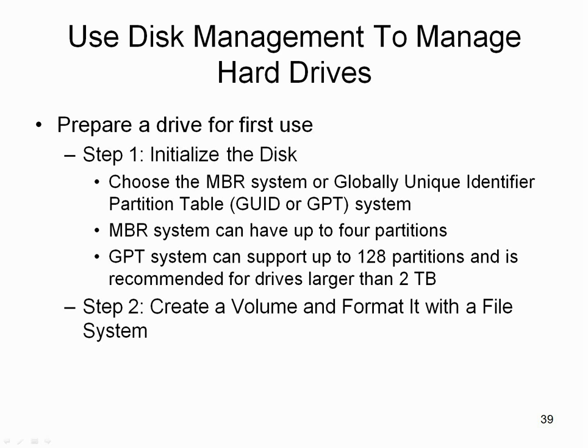Step 2 is to create a volume and format it with a file system. To create a new volume on a disk, right-click on the unallocated space, select New Simple Volume from the shortcut menu, and follow the directions on screen to select the size of the volume, assign a drive letter and a name to the volume, and select the file system. When the process is finished, the drive is formatted and ready to use. When you open Windows Explorer, you should see the new volume available for use in the system.